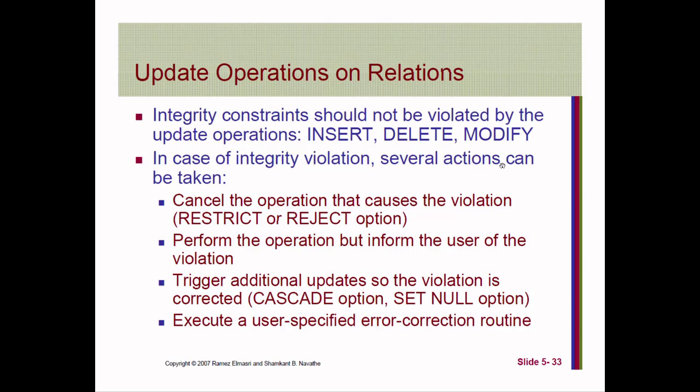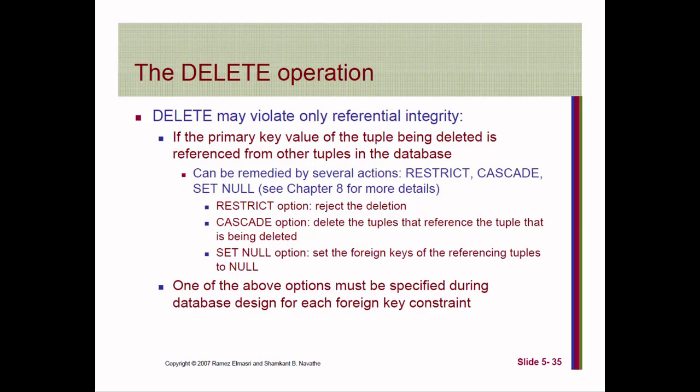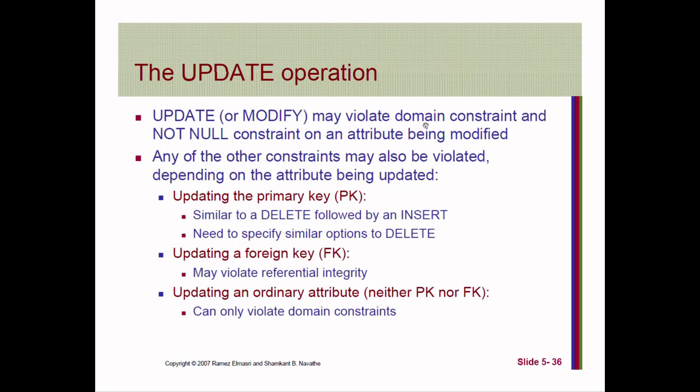So just like in the deletes, there are 3 possibilities, there are 3 options to be used in case of a referential integrity violation. In case of updating the primary key, if it causes a violation for referential integrity, then once again we have 3 options: restrict, set null, and cascade.